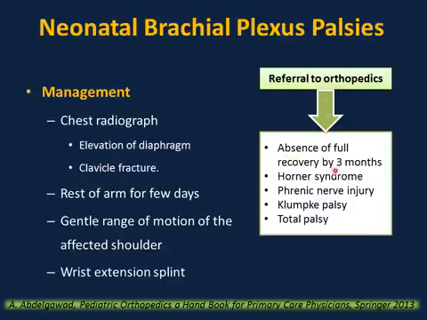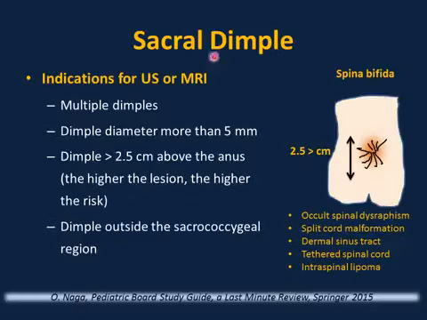Absence of full recovery by 3 months, Horner syndrome, phrenic nerve injury, Klumpke palsy, absent grasp reflex in the hand, total palsy. Sacral dimple is very common in neonates. Usually they do not require imaging study, but it is very important to know the indications for ultrasound or MRI of the spine.